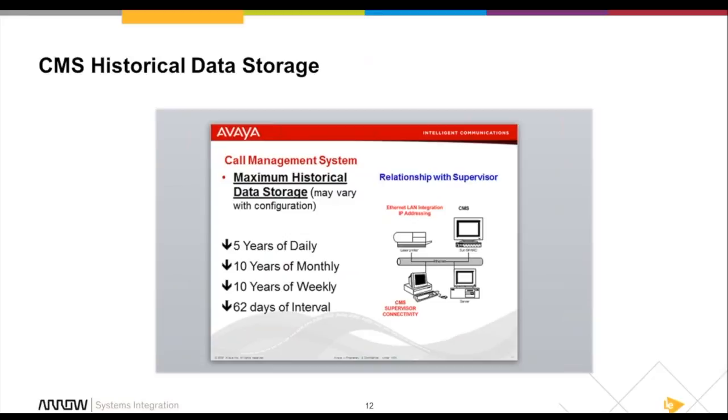When you look at the Call Management System, it can have 62 days of interval data. Interval data is your half-hour, hourly data per day, and so you can have that data for 62 days, and also you can see that it's 5 days of daily, 10 years of monthly, and 10 years of weekly.